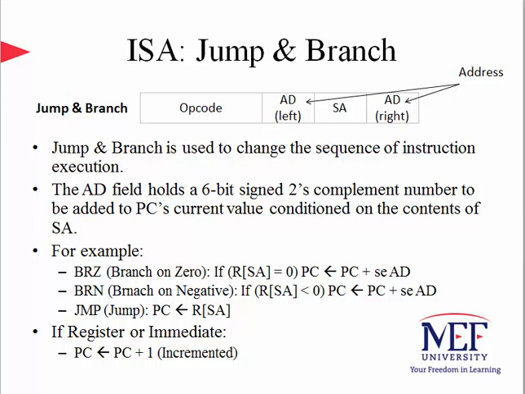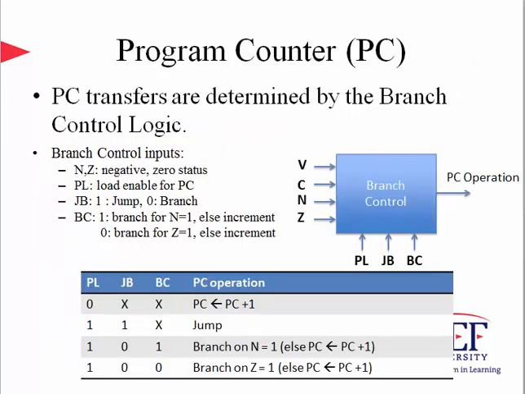So that's a condition that is stored in a particular address. It could be a zero check, as we've seen in the BRZ instruction, or a negative condition, as seen in the BRN instruction. There's also an unconditional jump operation. In that case, the register at address SA holds the destination PC value. In both register and immediate type instructions, the program counter is immediately incremented after the instruction is fetched.